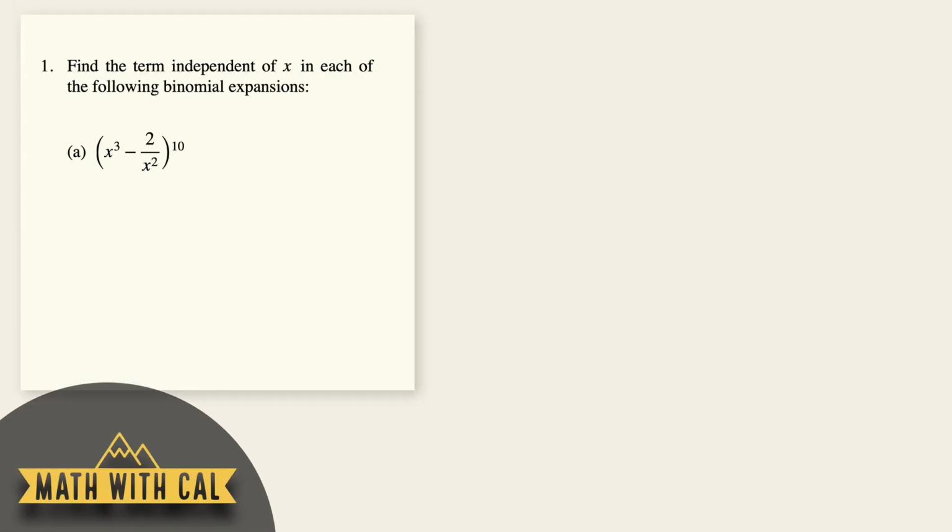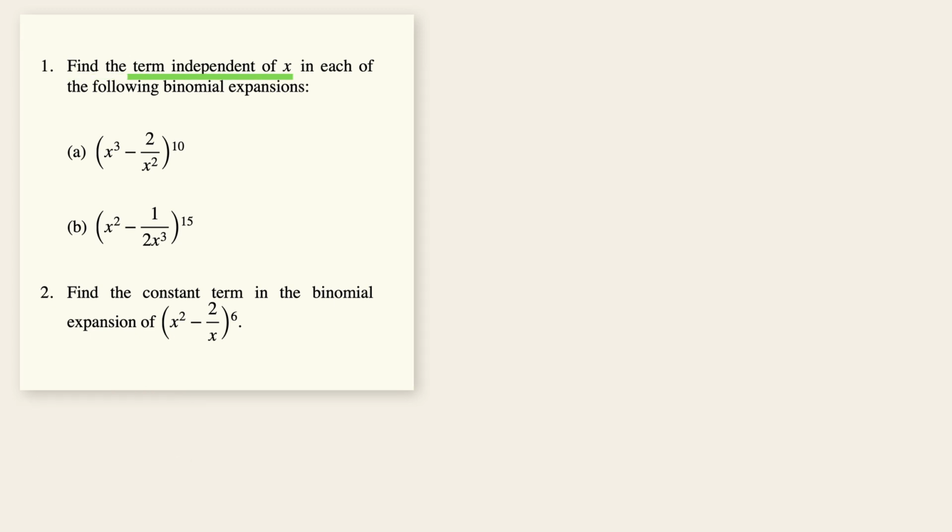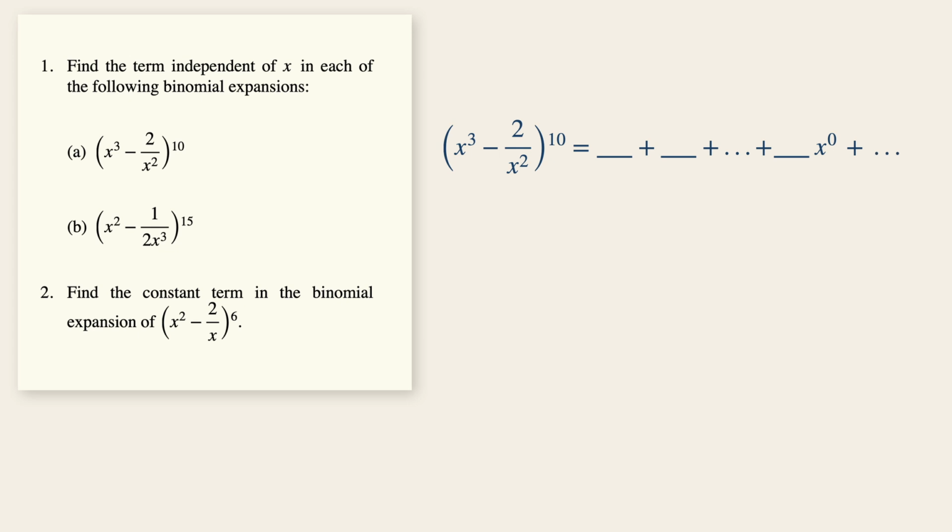Hello everyone, today we'll be finding the term independent of x in these binomial expansions. Now a term independent of x means we want to get a term that does not have an x in it. Now there are two ways to find this particular term. One way is to expand this binomial in full. But this method is long and tedious.